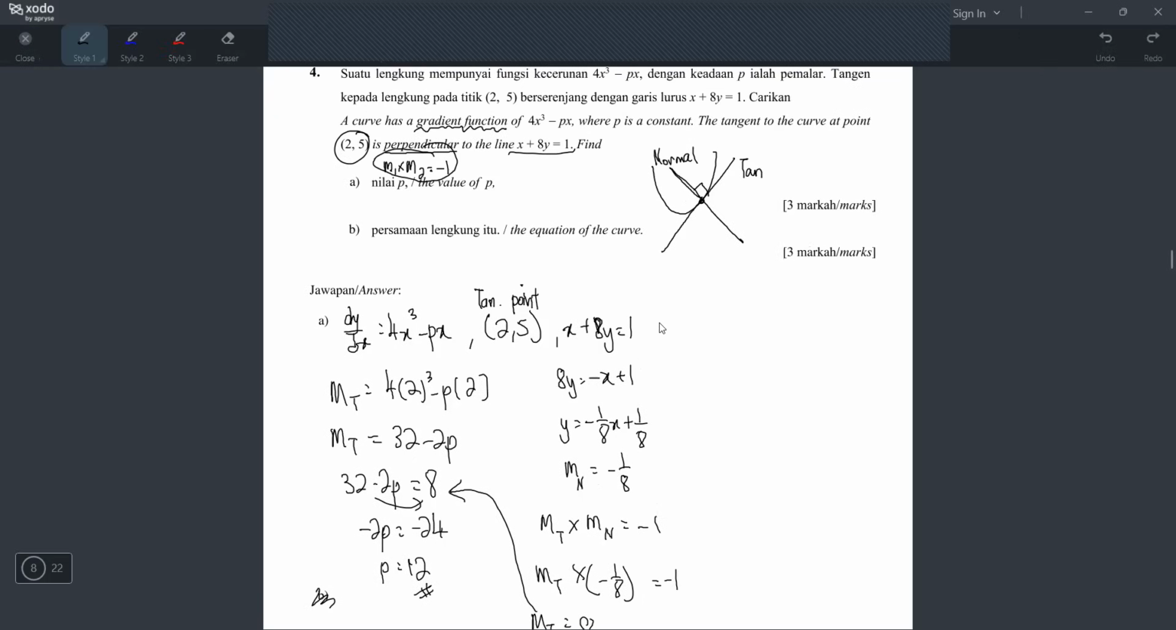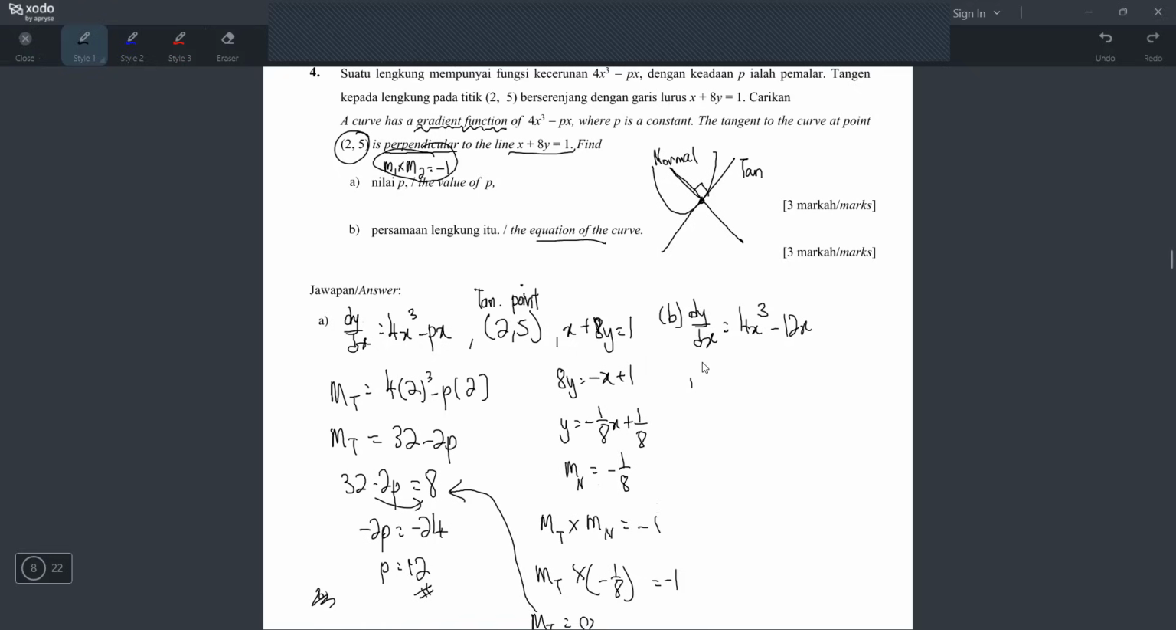Okay, I will do my B here. Right? So let's see what they want. Find the equation of curve. Find equation means find y, right? But how can I find y? Well, we use the d by dx. So we already know d by dx equals to what? 4x power 3 minus px. And what is the p? 12. So minus 12x.